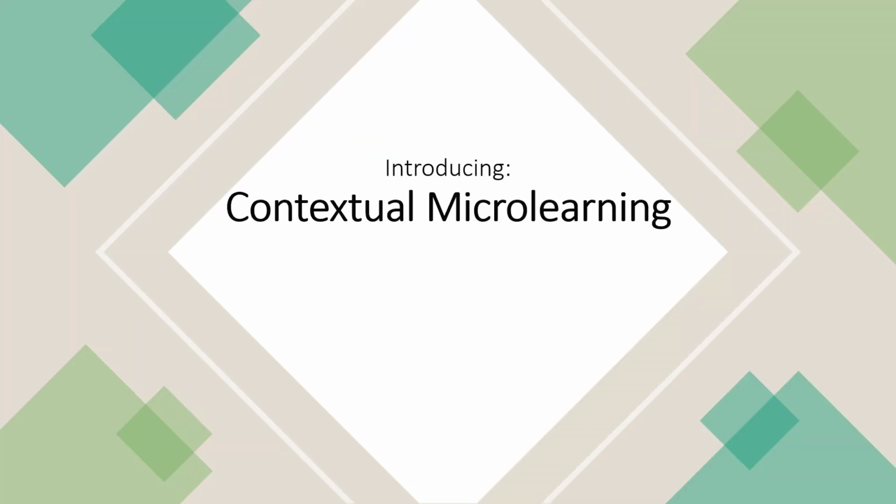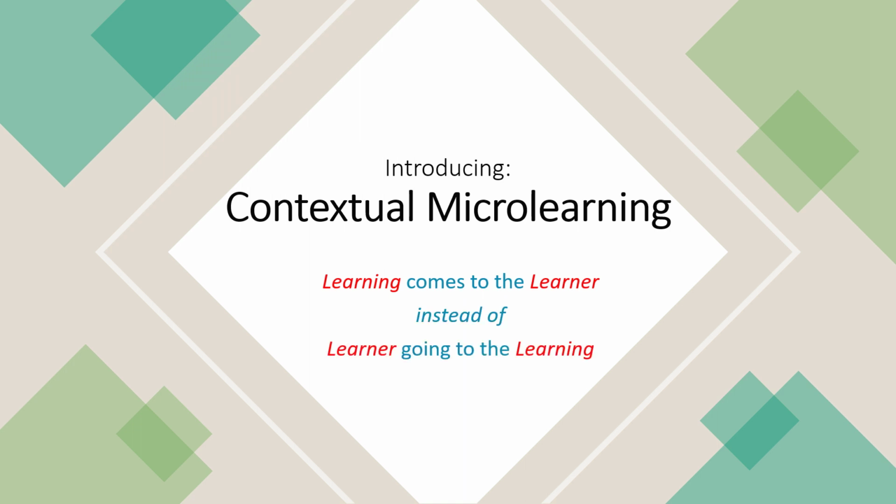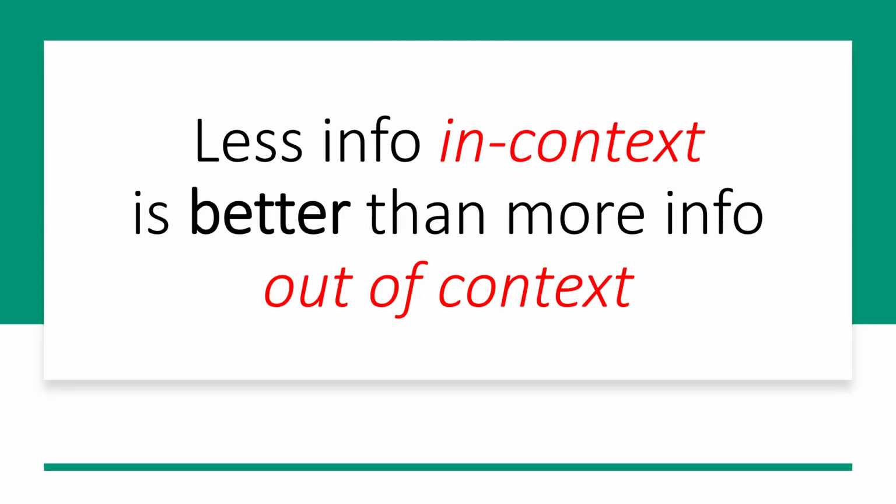Introducing contextual microlearning, where the learning comes to the learner instead of the learner going to the learning. No need to switch your context. It's all in context to the person. The belief is that it has been proven if you provide less information, but that's in context, it's much better than more information out of context, right?